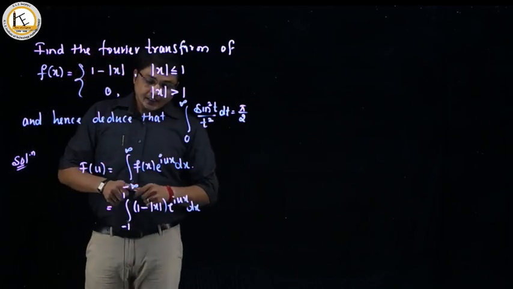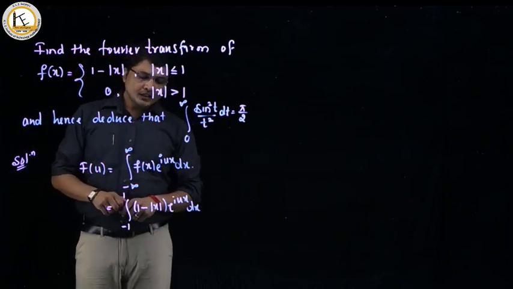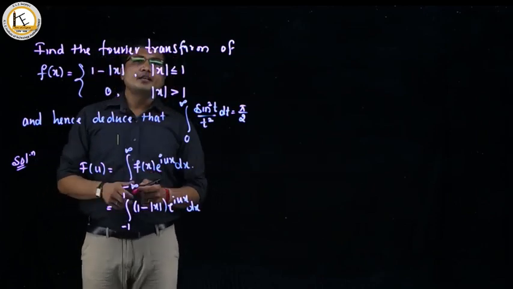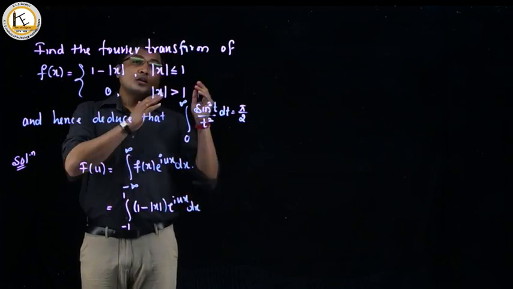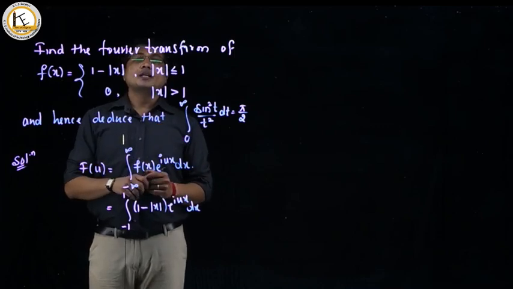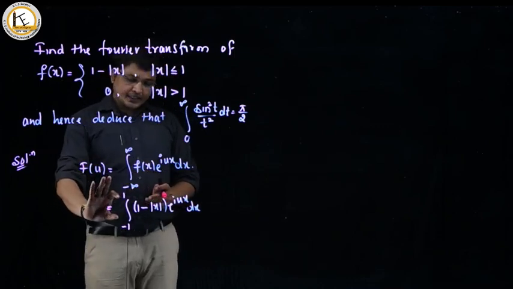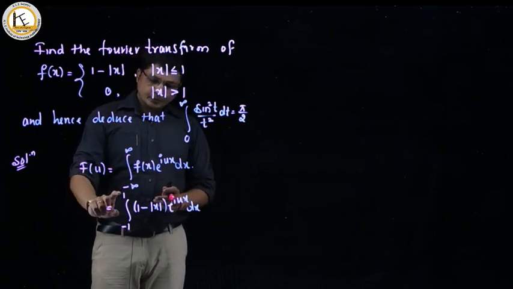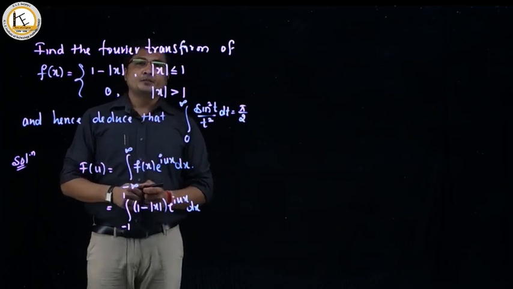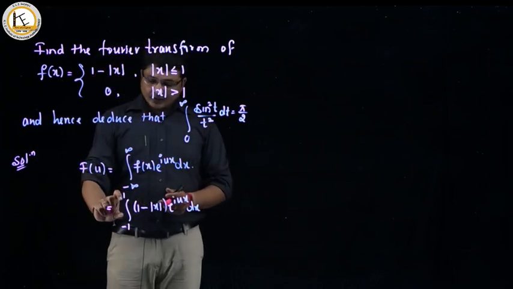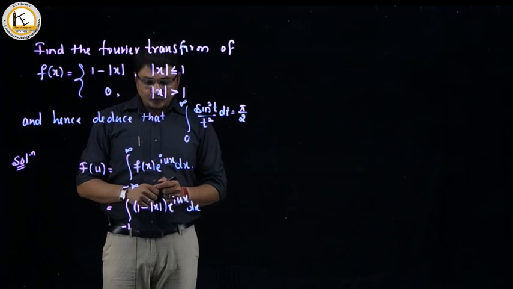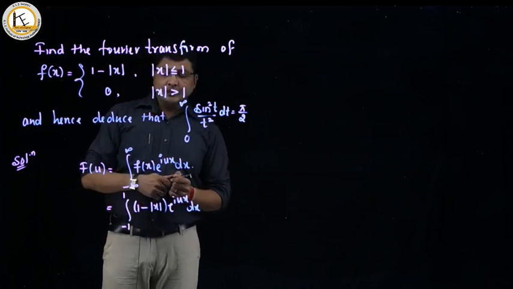And since in this function we have a mod of x, and we know that mod x will always be equal to plus x for the positive range, and mod x will always be minus x for the negative range. Since the limit -1 to +1 contains both the negative range as well as the positive range, we are going to split this integral into the positive range and the negative range, so that we can simplify this mod function.